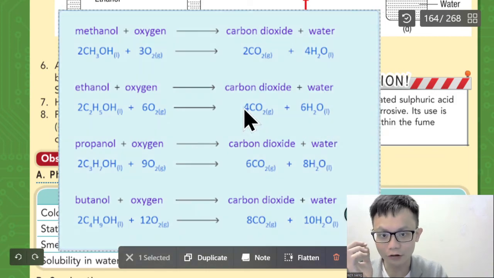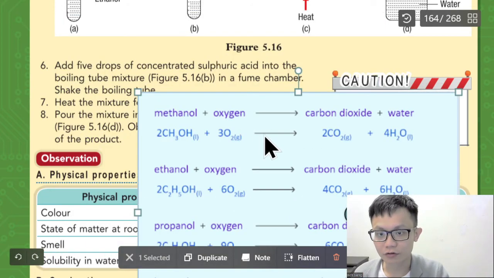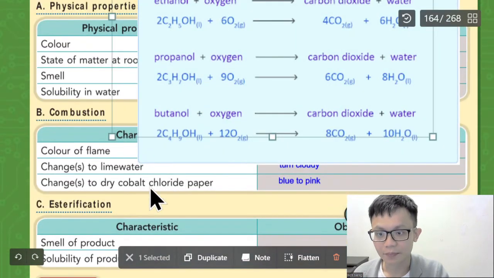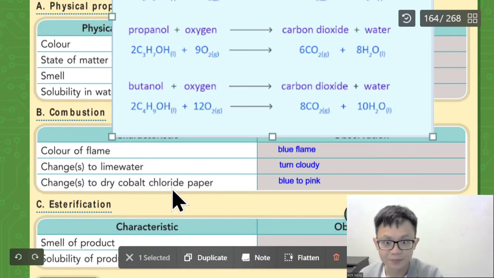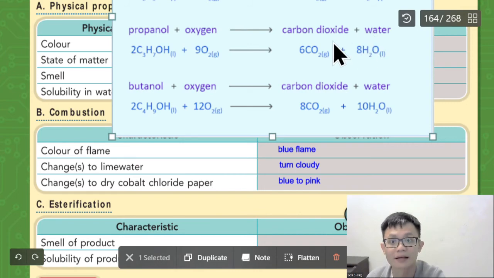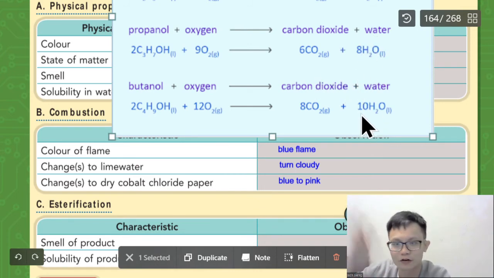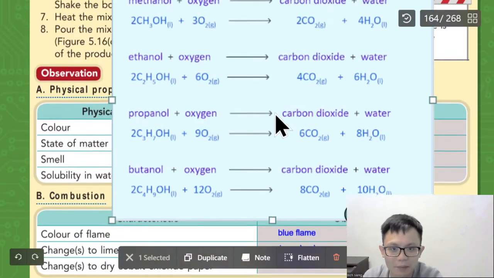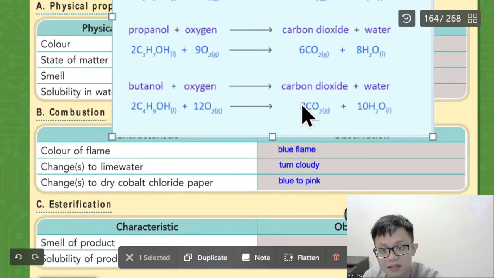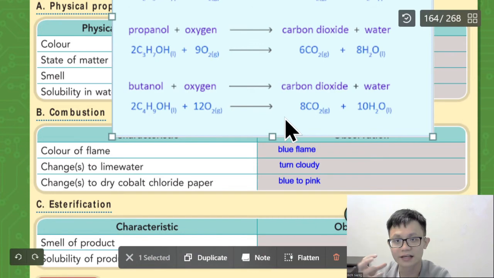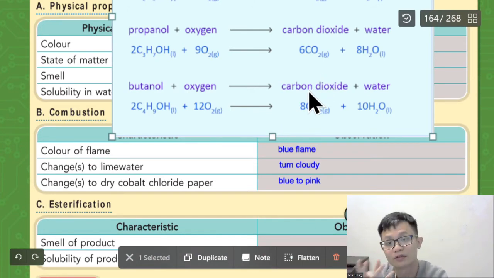For water, how to test? You need to use cobalt chloride paper. Cobalt chloride paper will turn from blue to pink. This shows the presence of water. Of course, you might say, water, I can see. Yes, but maybe you cannot see because the water is very little. So that's why we use the paper to check.